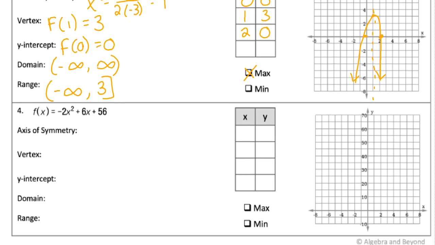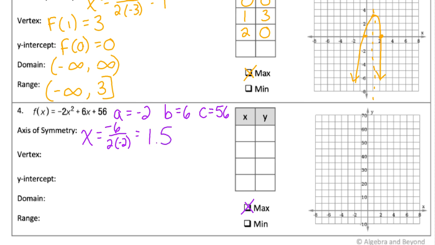Okay, our final problem here. We have an A value of -2, a B value of 6, and a C value of 56. All right. This has a negative A value as well, so I know it's going to be a maximum. Let's find that axis of symmetry. So opposite of B over 2A, that is going to give me an x value of 3/2 or 1.5. So this is over at 1.5 here.